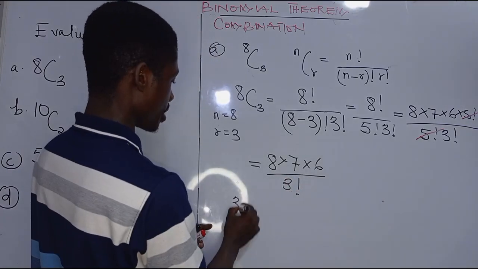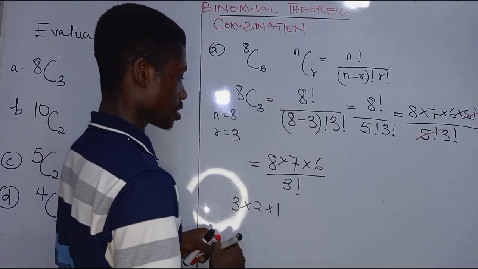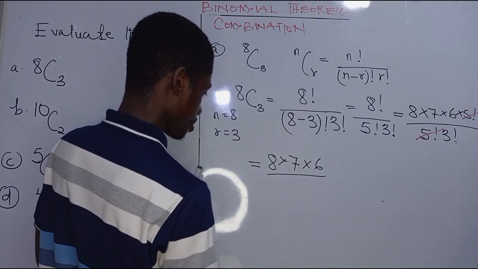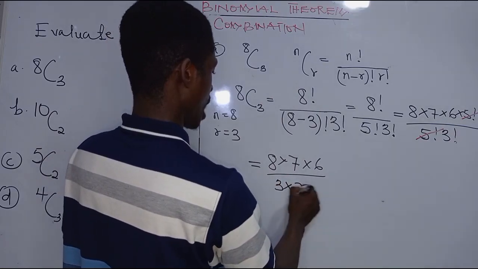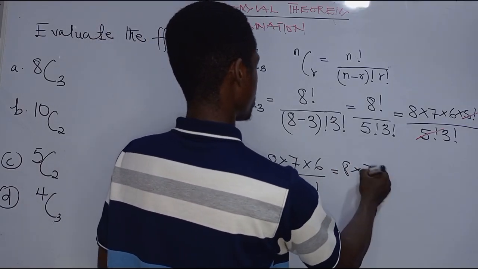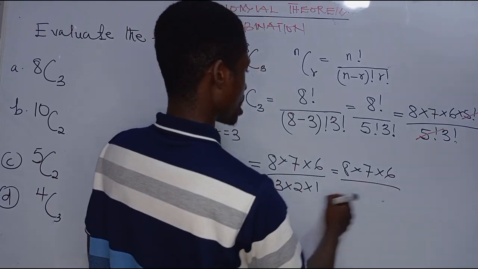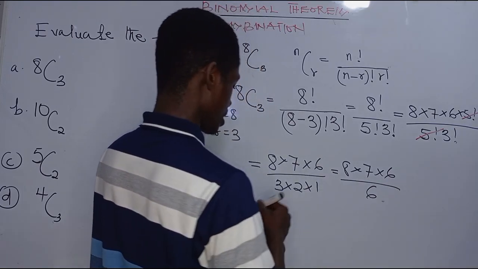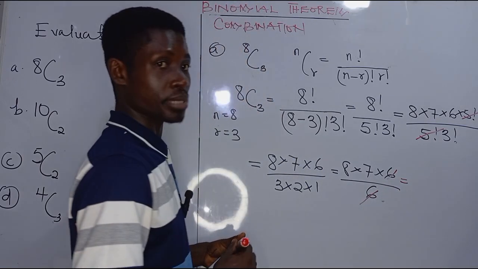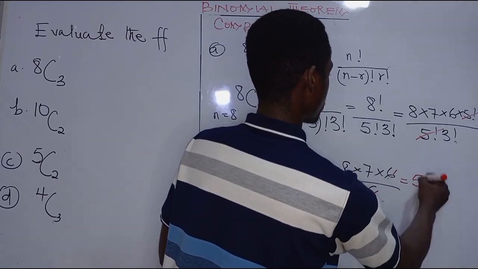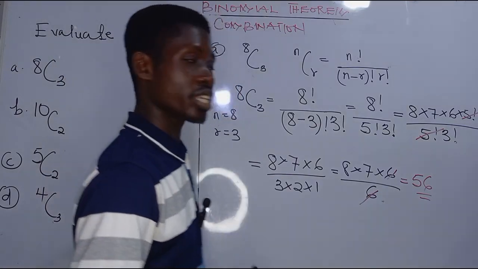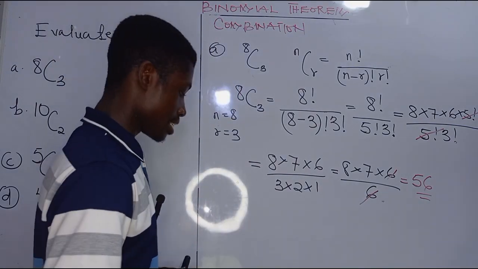3 factorial means 3 times 2 times 1. So in place of that, we can write 3 times 2 times 1. So we have 8 times 7 times 6 over 3 times 2 times 1. The 3 times 2 will give us 6. So you can see that this 6 will cancel this 6. We are left with what? 8 times 7, which will give us what? 56. Therefore, 8 combination 3 is what? 56. Let's take the next example.